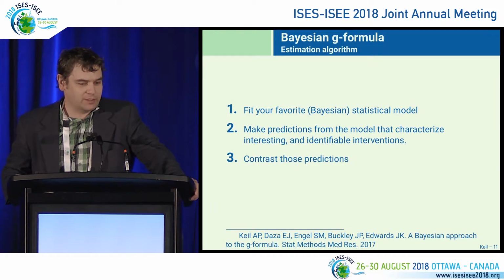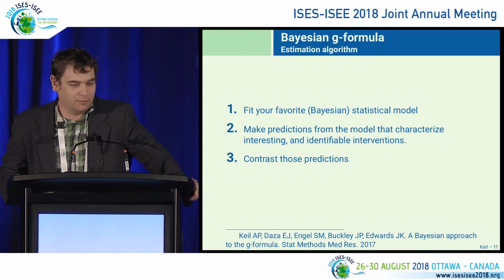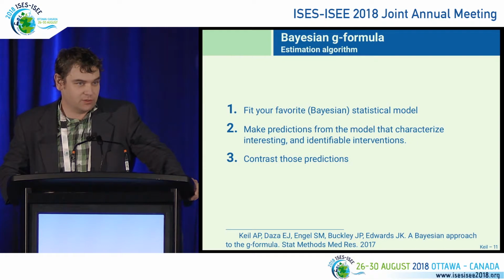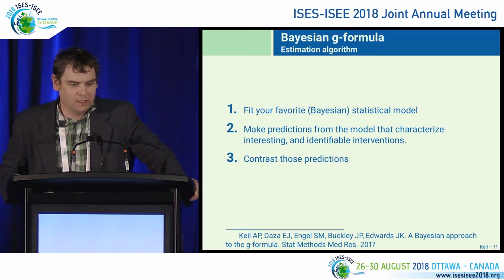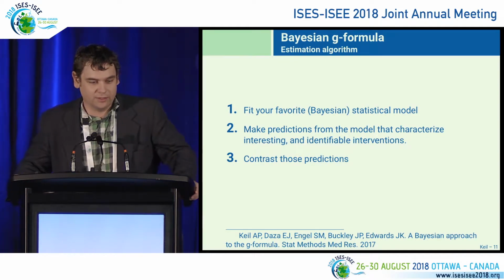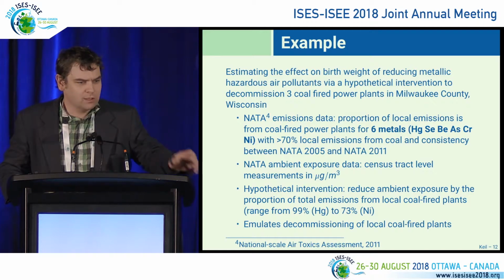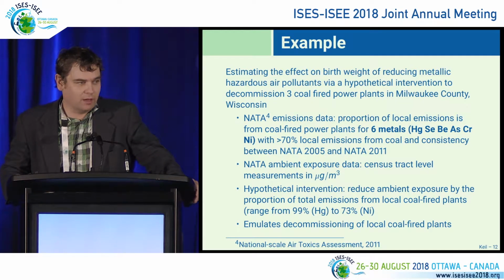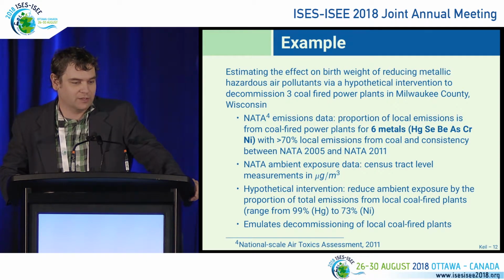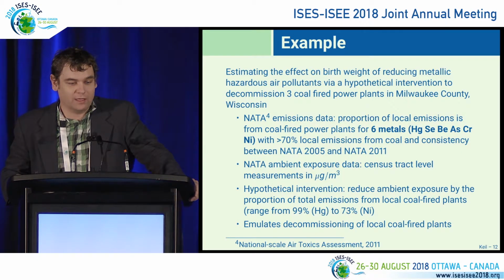Step 2 is just to make predictions from that model that characterize interesting and identifiable interventions. And then step 3 is just to contrast those predictions. This is very straightforward in a Bayesian framework, and even in a frequentist framework, it's fairly straightforward. So the example that I'll be showing from actual data is estimating the effect on birth weight of reducing metallic hazardous air pollutants via a hypothetical intervention to decommission 3 coal-fired power plants in Milwaukee County, Wisconsin.